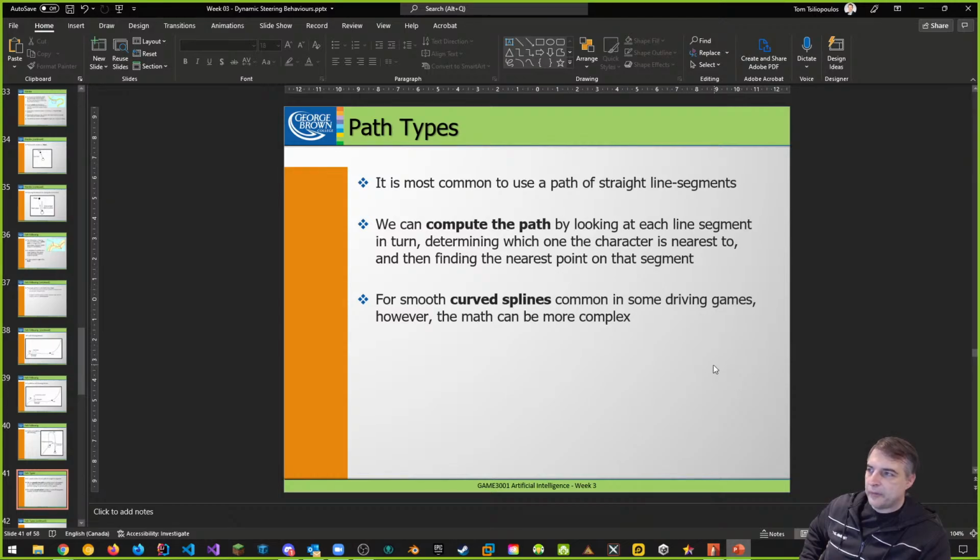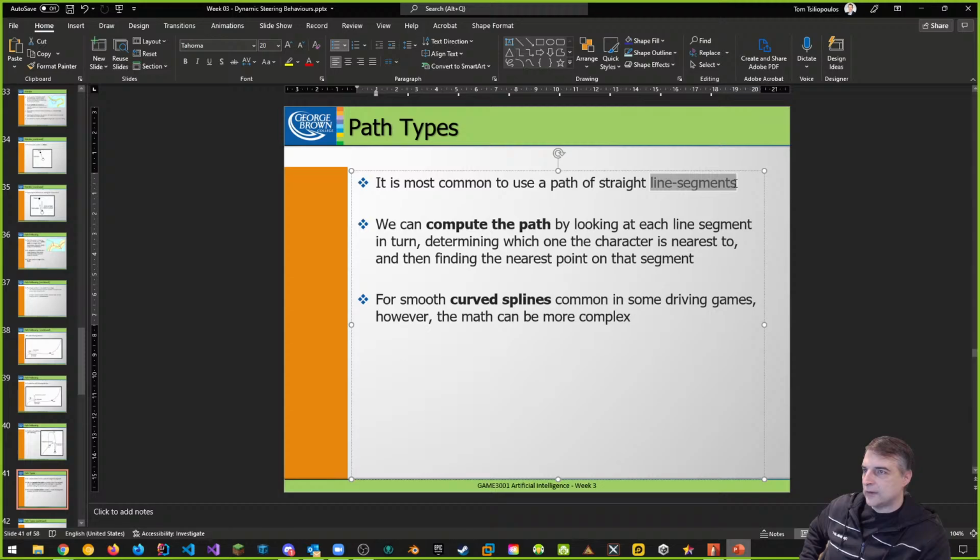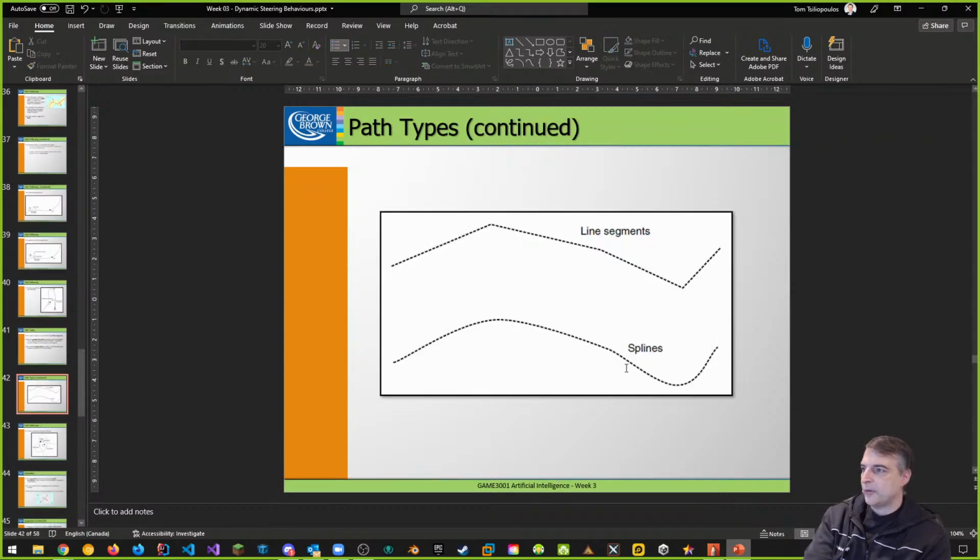There are different kinds of path types. There's, again, straight line segments, as well as splines, as an example. And they kind of look like this, right? So we have line segment, line segment, line segment, or a spline. Splines are more difficult to calculate. Line segments are super easy to make, and the effect might be good enough. This might be just as good as this, okay?